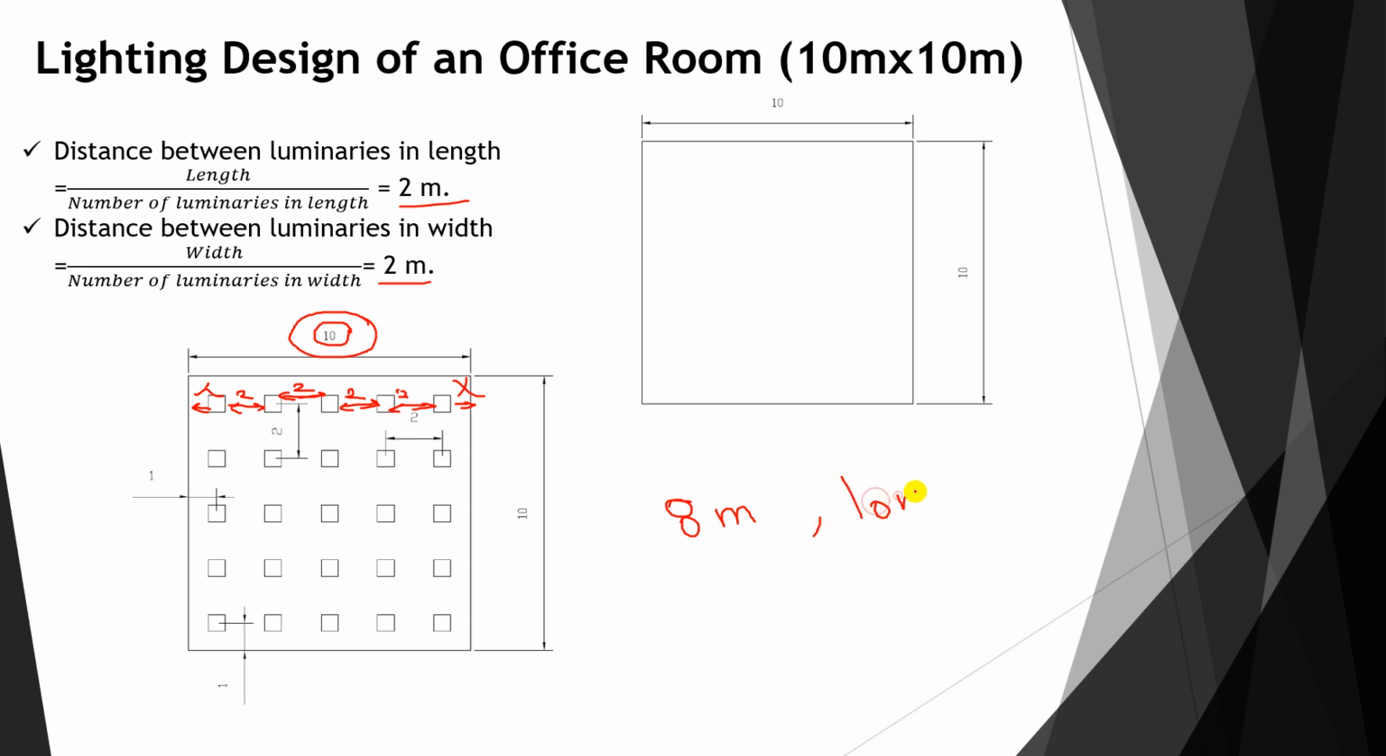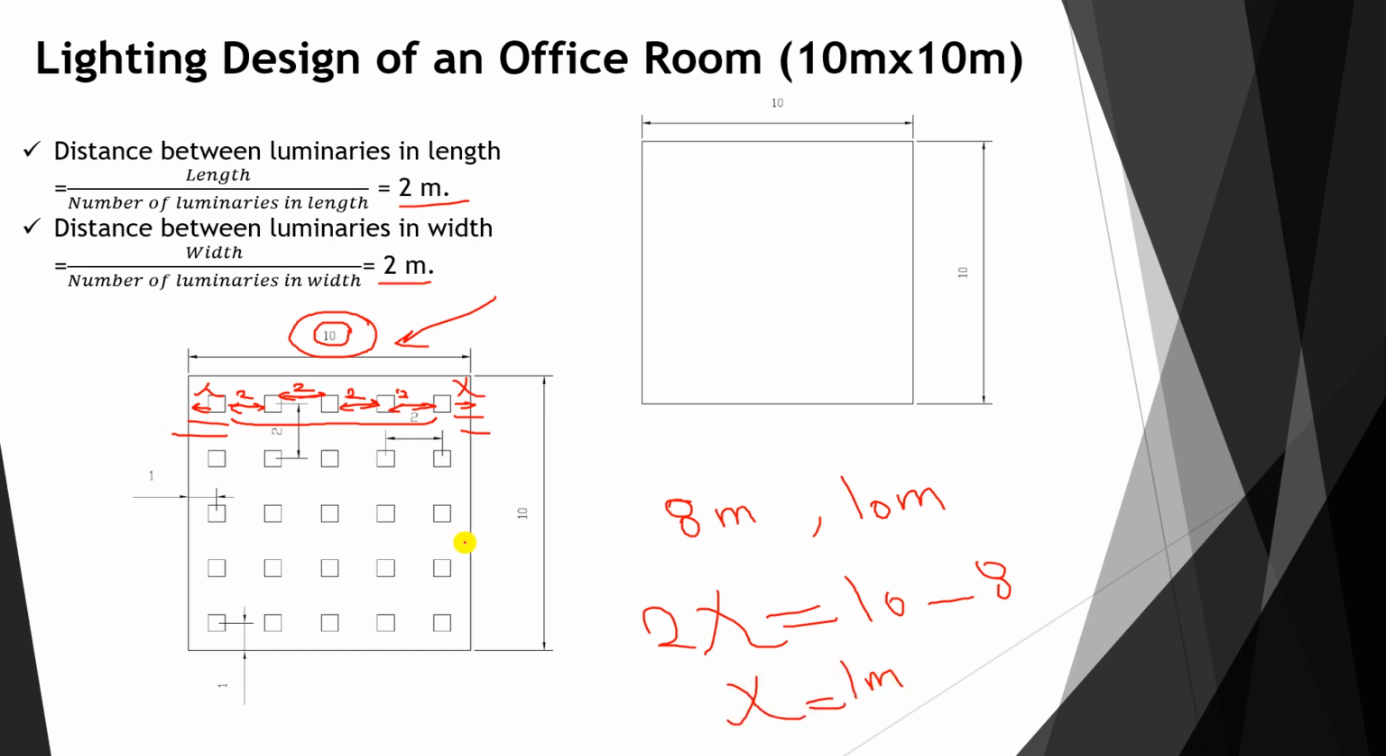Total is 10 meters. So we have x and we have another x. So 2x is equal to 10 minus 8. The total is 10 meters, and from here to here is 8 meters. So 10 minus 8 gives us x plus x, which is 2x. So our x will be 1 meter. Now, as you can see, distance between two luminaires is double the distance between a luminaire and wall. So that is the first check. Second one is the space to height ratio, which is space, which is 2 divided by the height of the room, less than 1. So this design is correct.